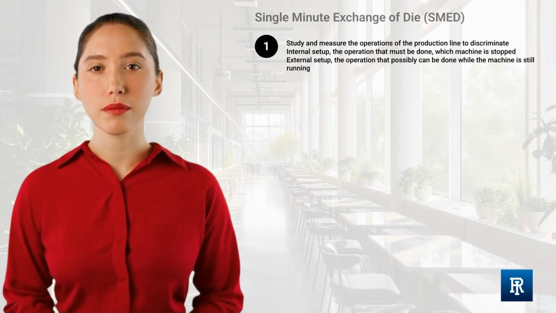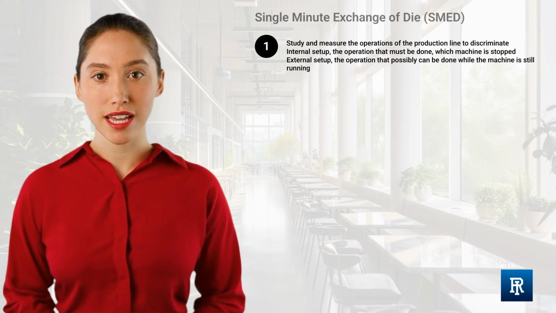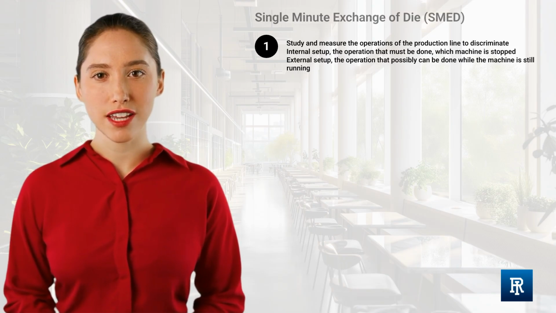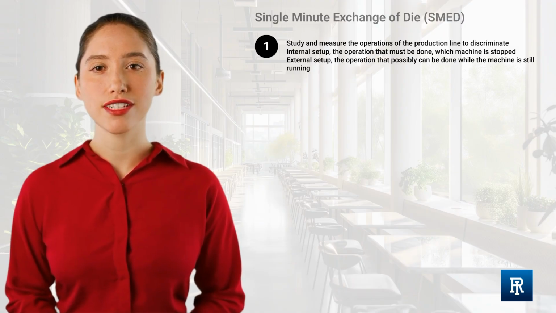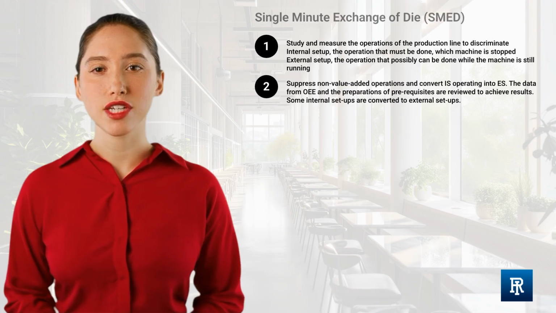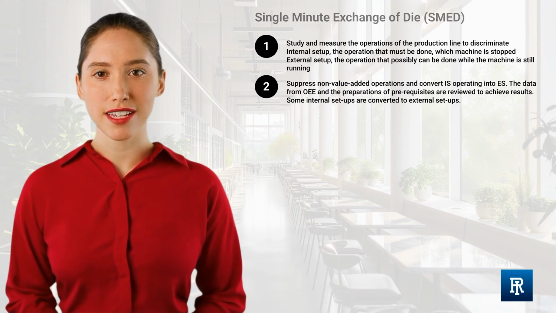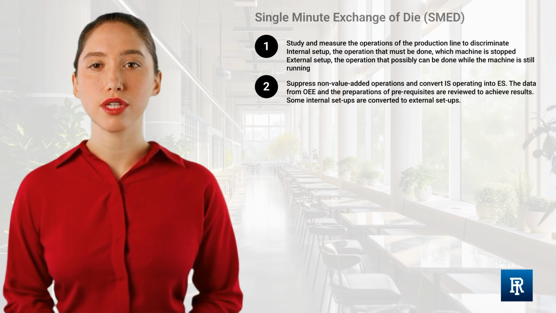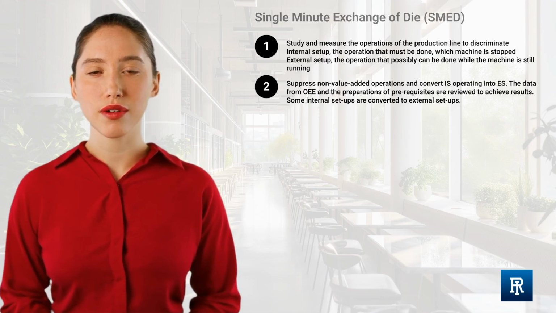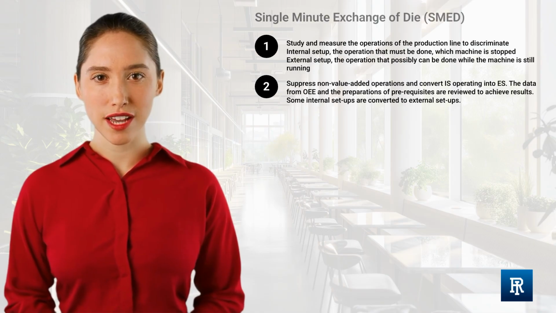Study and measure the operations of the production line to discriminate the internal setup, which is the operation that must be done while the machine is stopped, and the external setup, which is the operation that possibly can be done while the machine is still running. Suppress non-value-added operations and convert internal setup into external setup. The data from OEE and the preparations of prerequisites, for example, tools, changeover parts, pre-assemblies, preheating, mobile storage, etc., are reviewed to achieve results. Some internal setups are converted to external setups.